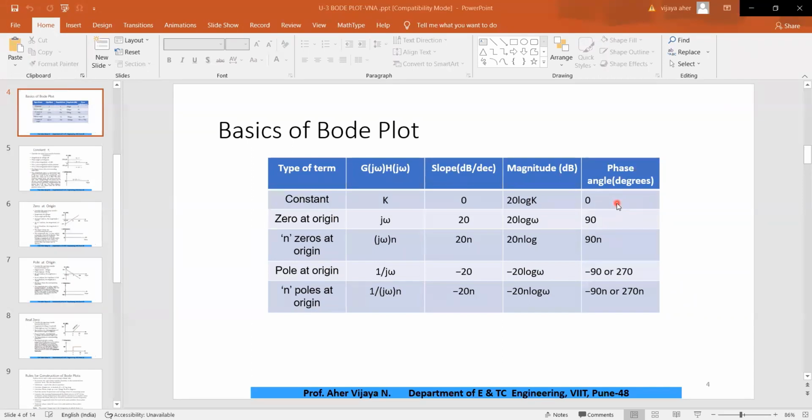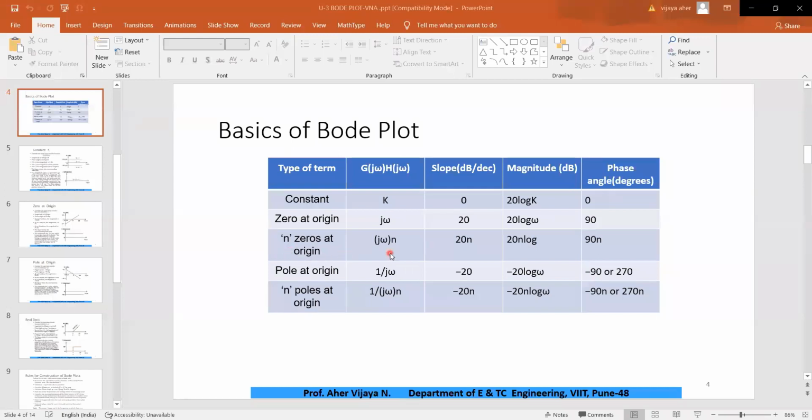Then zero at origin. What do you have to do for zero at origin? You have to write only, replace s by j omega. So write j omega. Slope of that j omega is nothing but plus 20 dB per decade. Slope is always in dB per decade. So slope is equal to 20 dB per decade. And magnitude you can calculate by using this equation, 20 log of omega to the base 10. And you have to remember only phase angle is equal to 90 degree when zero at origin is there in the transfer function.